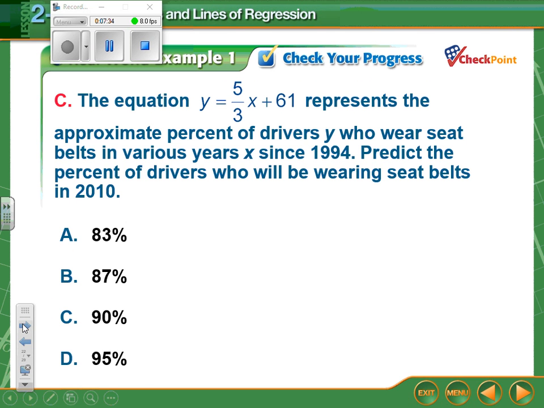So we can use this equation, y equals 5/3 x plus 61, and we maybe want to predict, well, what's it going to be in 2010? So we would need to plug in, if x is the number of years since 1994, we would plug in 16 for x.